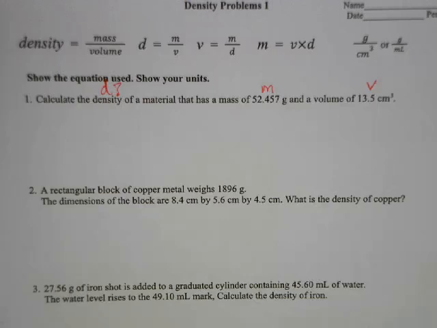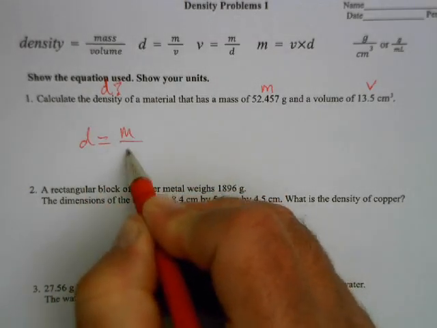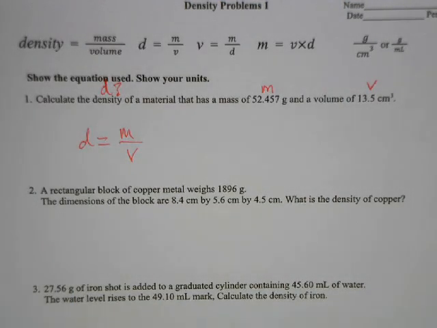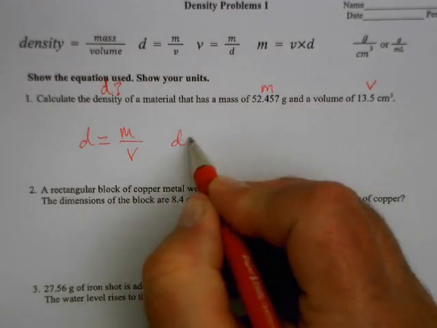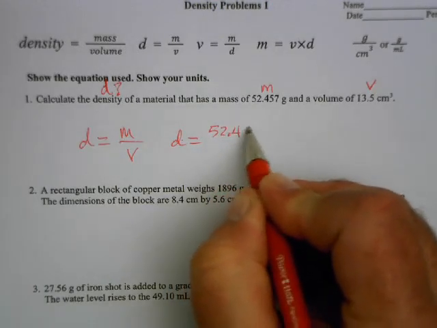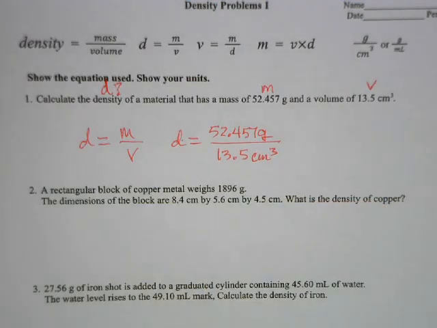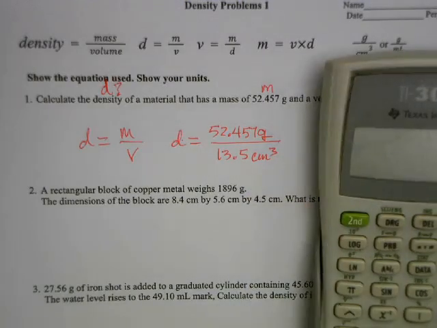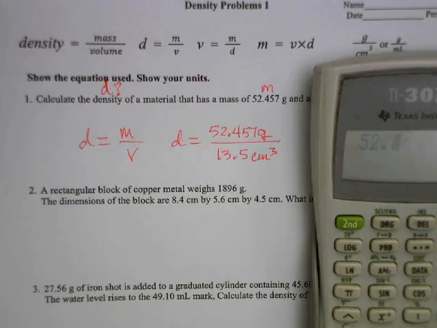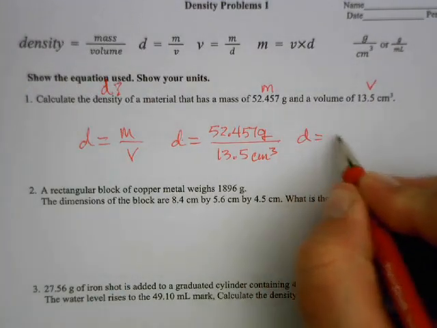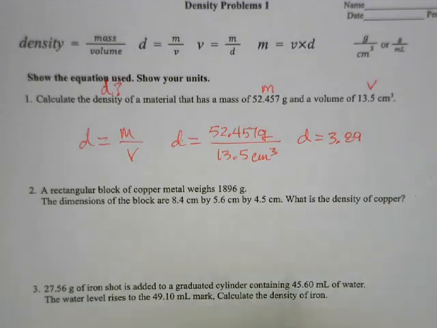Now, please note the directions say show the equation used. So here's my equation. D equals M over V. Now it's just a matter of plugging in the numbers. D equals the mass, 52.457, over the volume, 13.5 cubic centimeters. Get my calculator. Do the 52.457, divide by the 13.5, and I basically come out with 3.89. There are more digits. That's good enough. I have grams. I have cubic centimeters. I didn't do anything with them. They're just the units. And there's my answer. Okay? That's the idea, basically, of doing a density problem.